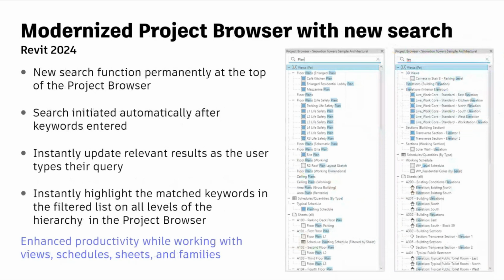We now have modernized the project browser. So there's a new search function available at the top of the project browser. So the search, it will start automatically. It will go through the project browser and update relevant results as you start to type into that search function. So they match keywords, they're highlighted, they're filtered in the list, and on all levels of the hierarchy within that project browser.